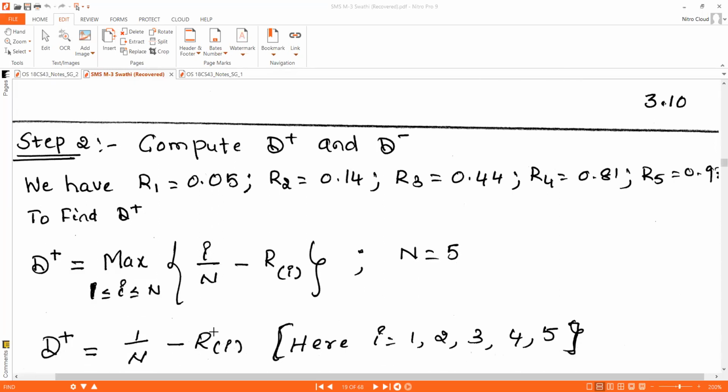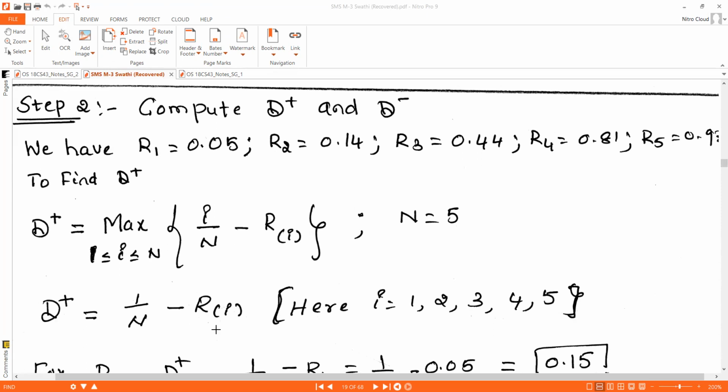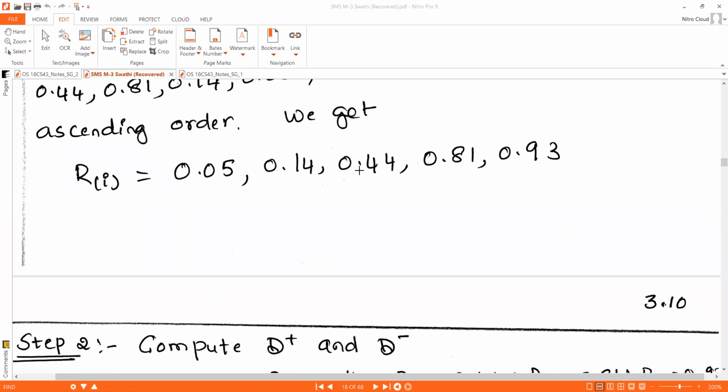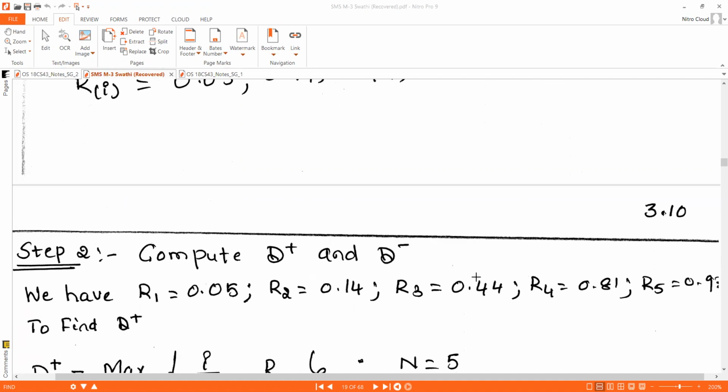Next, in the second step, we need to compute the D plus and D minus values. To compute the D plus and D minus values, we need the random numbers. We already have them: R1 is equal to 0.05, R2 equal to 0.14, R3 equal to 0.44, R4 is equal to 0.81, R5 equal to 0.93. This is R1, R2, R3, R4 and R5. These are the random numbers we have.